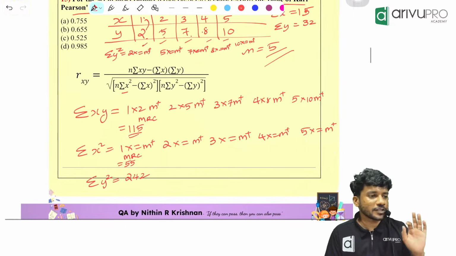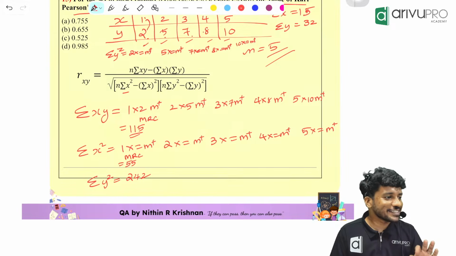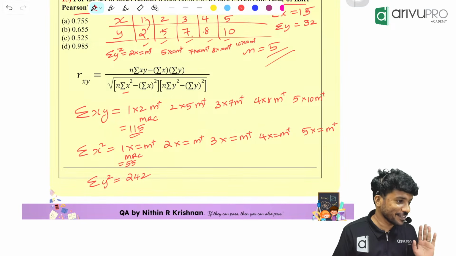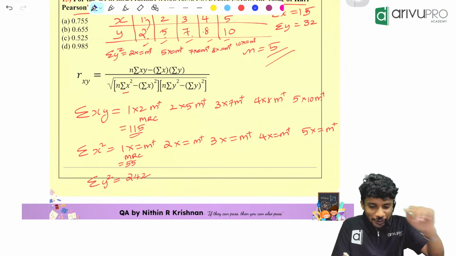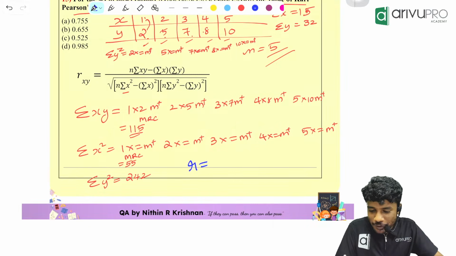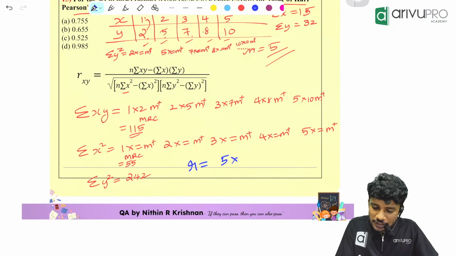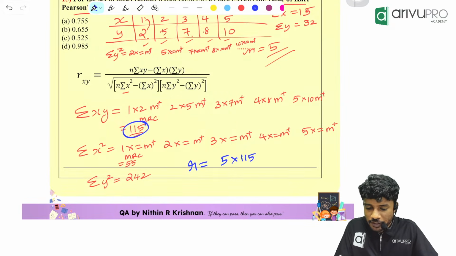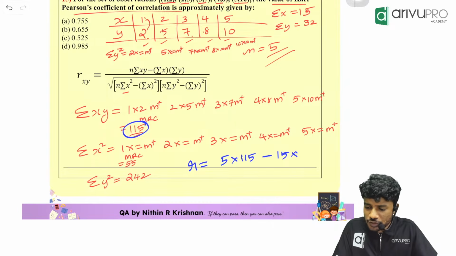Then it's all about substitution. Now when we do practically, is it difficult? No. We just need to substitute all the values. Yes, I understood here. Next one. Here we are going to put for each value: r is equal to, n means how much people over here? 5. Into sigma xy is how much? 115. Minus sigma x means how much people? We already got the value 15. Into 32, the sigma y.